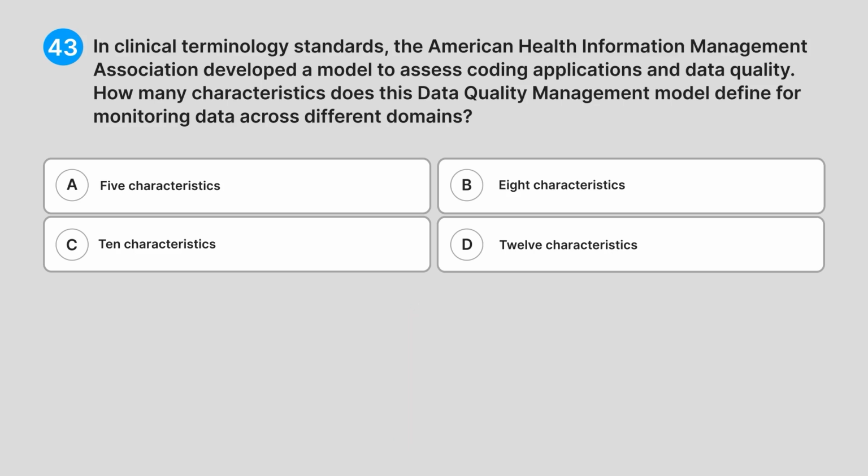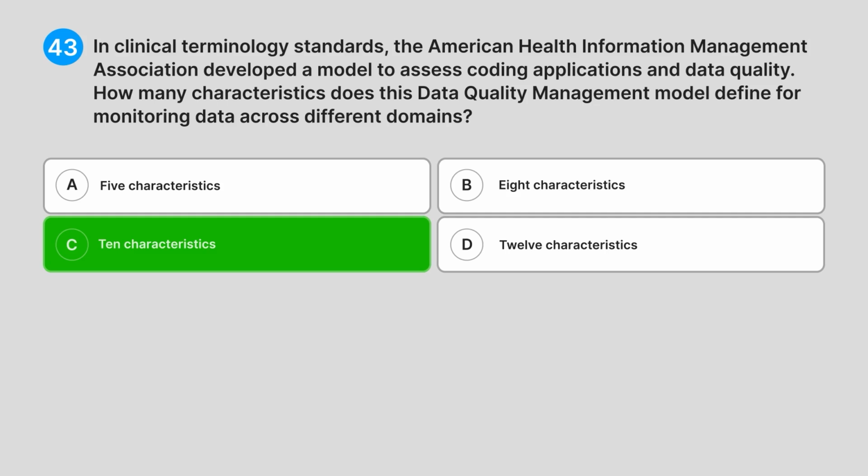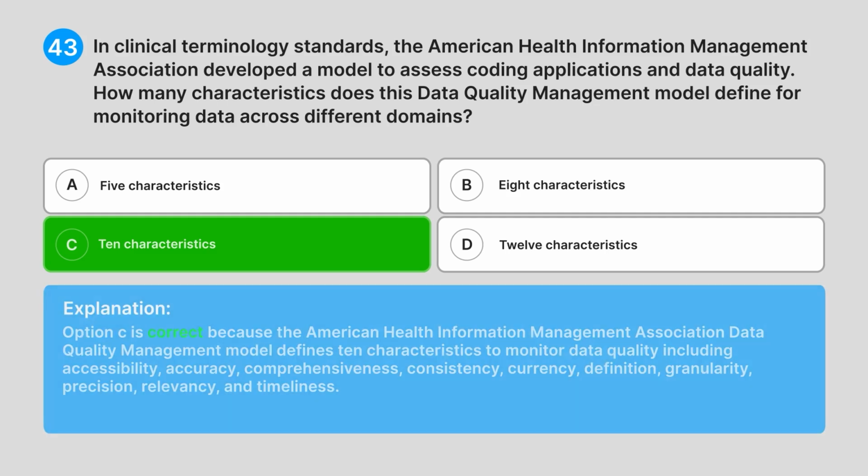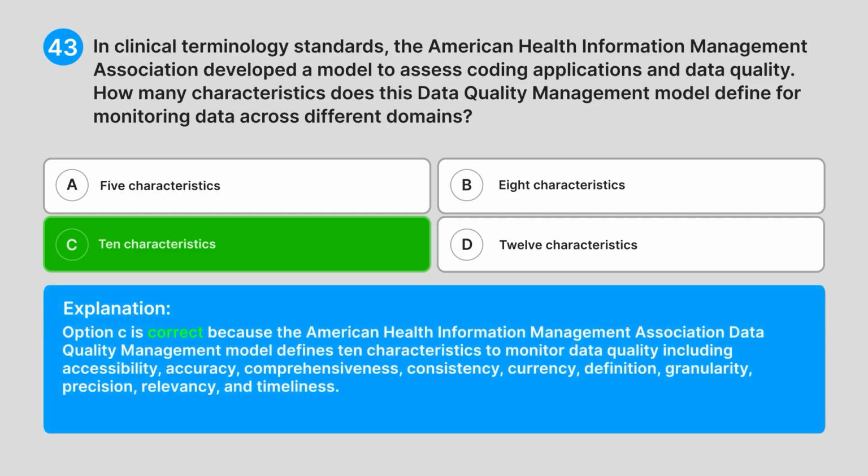Correct answer, C. 10 characteristics. Explanation. Option C is correct because the American Health Information Management Association Data Quality Management Model defines 10 characteristics to monitor data quality, including accessibility, accuracy, comprehensiveness, consistency, currency, definition, granularity, precision, relevancy, and timeliness.